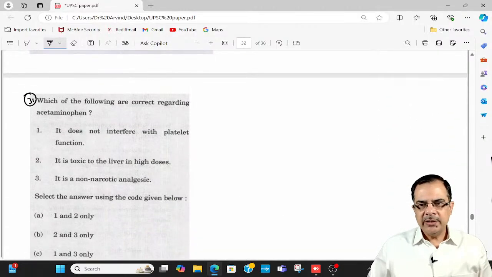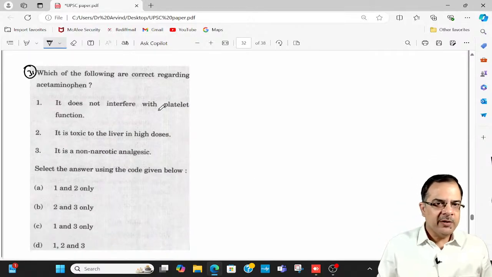Which of the following is true about acetaminophen? It does not interfere with platelet function. Yes. So it is safe in low platelet conditions like dengue fever.